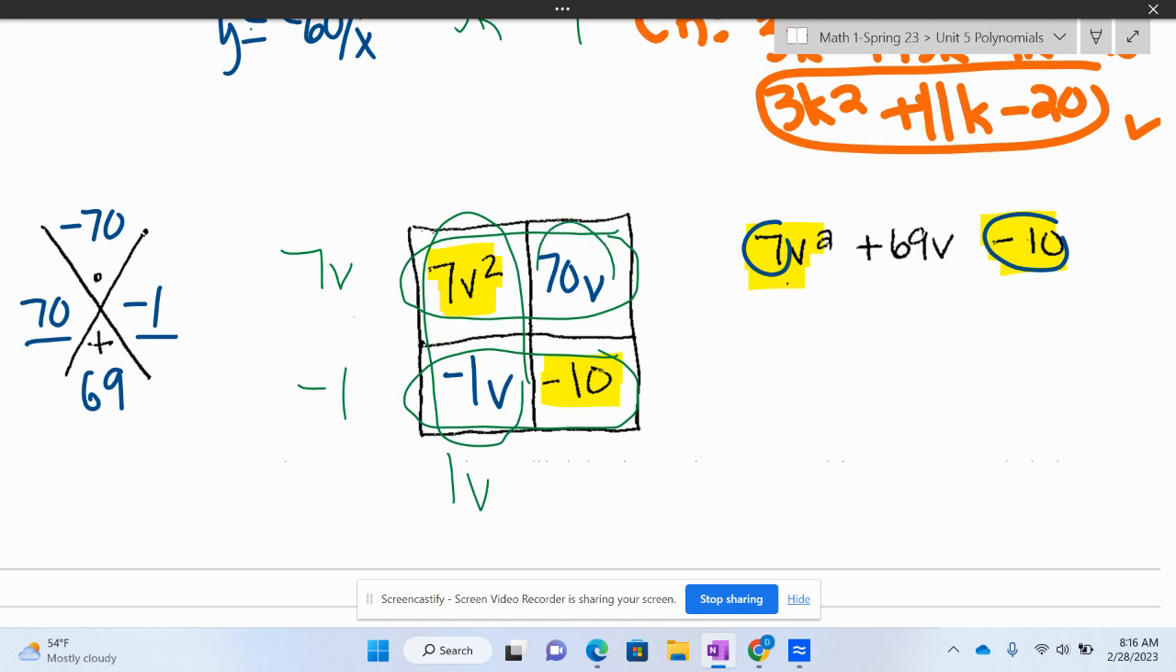And then what about this column? A 10, and it's a positive 10. So my factors are 7V minus 1 times 1V plus 10.